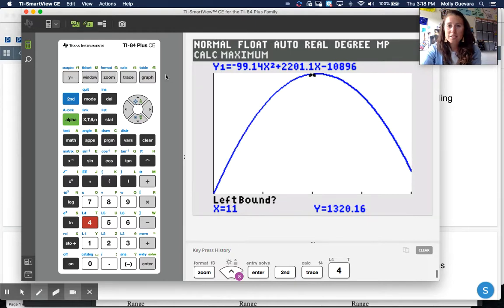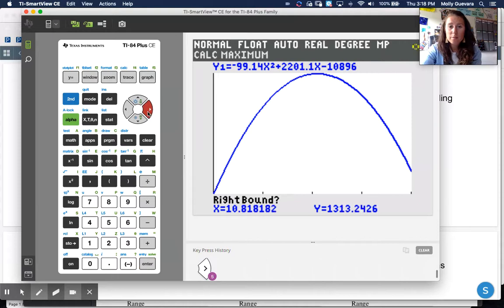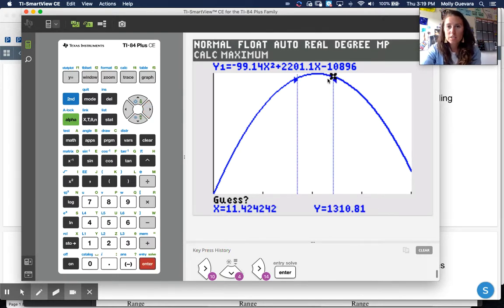All right, and just like we looked at this before already, we're going to go to our maximum feature. And it wants this left bound, so I'm going to go where I clearly know it's to the left. Like that is, to me, clearly to the left of the maximum. And I'm going to hit enter. And that line comes up. And then it says right bound, so I'm going to go where I'm very, very, very confident that I'm to the right. So around there, enter. So you've just told your calculator that the maximum is going to be between these two lines. And you don't have to guess, so just hit enter through it.